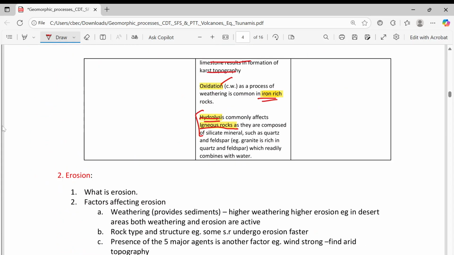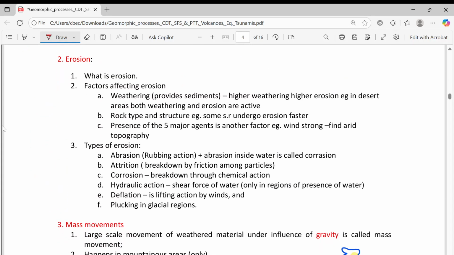Then you come to erosion, I already told. Erosion, I will brief. For example, here one rock is there, here only breakdown. It is not moving anywhere. This is weathering. For example, if rain comes and this material is moving down, in the process it will cut this area. This is called erosion.